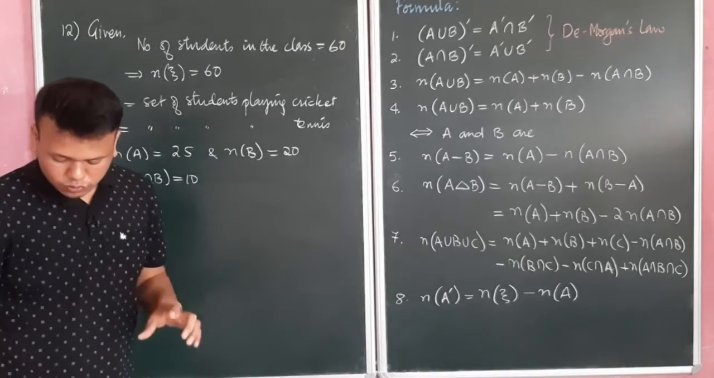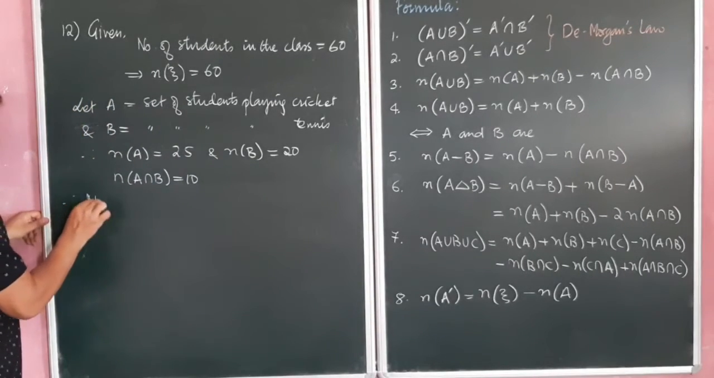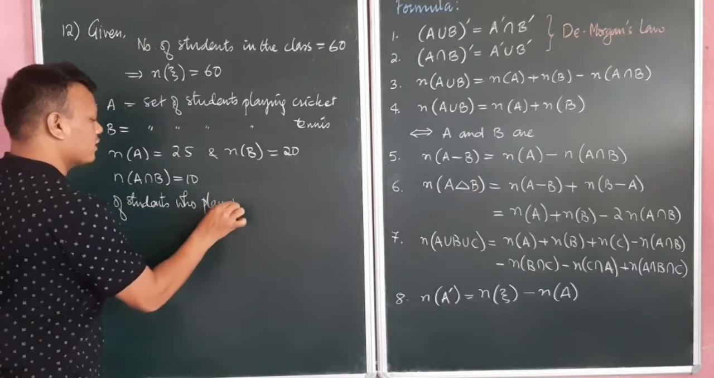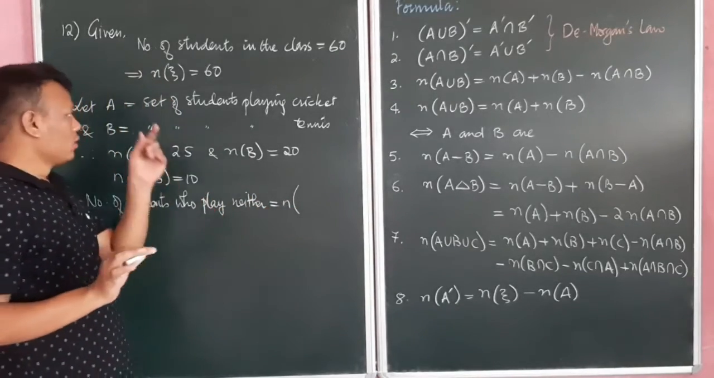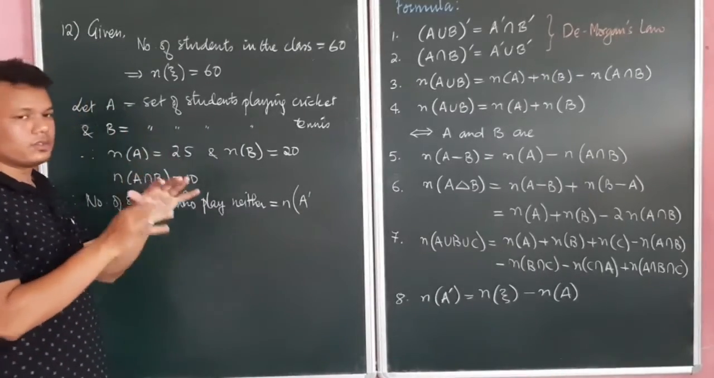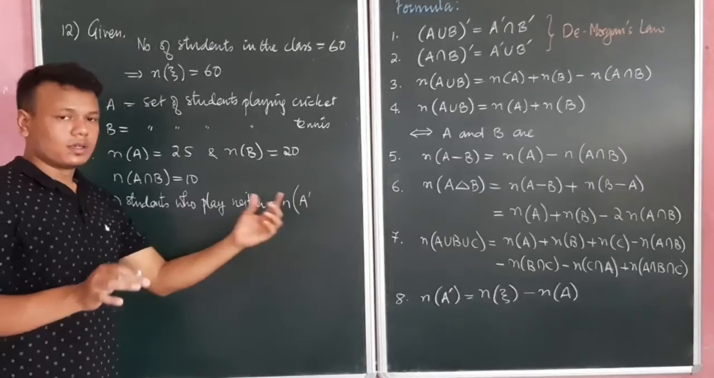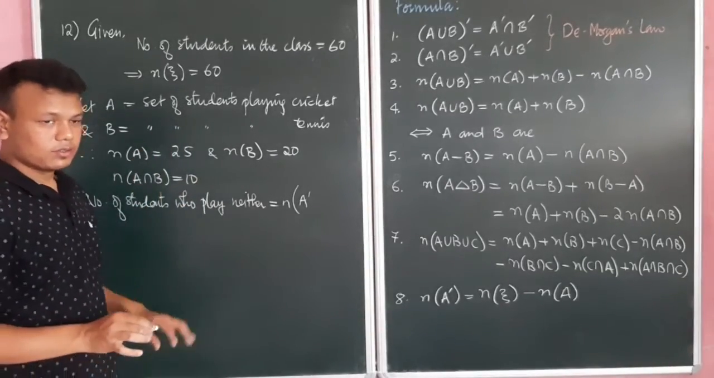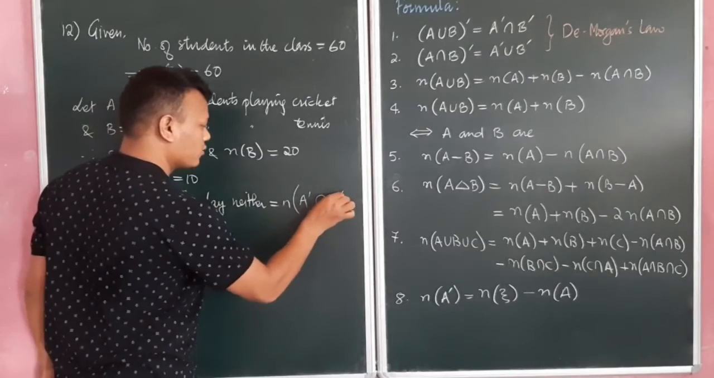As per the question, we need to find the number of students who play neither, who don't play cricket and don't play tennis either. So the number of students who play neither will be equal to n of... let's see. A is the set of students who play cricket, so A dash will be the set of students who don't play. Complement means it's just the opposite, you have to put not. So A dash contains the people who do not play cricket. Now we need to consider the people who do not play tennis as well, so we need "and" here. Doesn't play cricket and doesn't play tennis. Doesn't play tennis means it should be B dash.